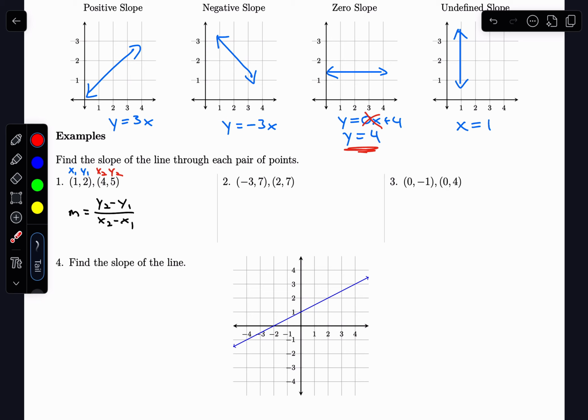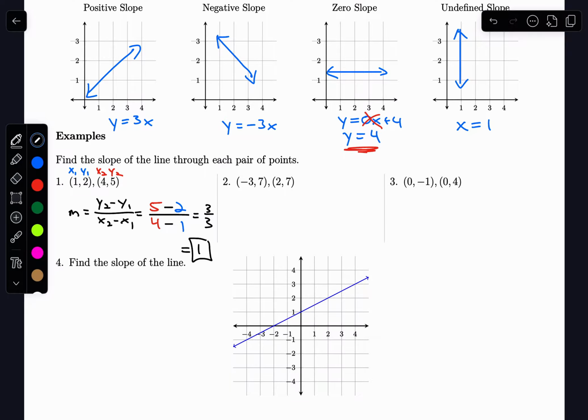All right, so now let's actually plug these in. We are going to have 5 minus 2 on top. And then on bottom, x2 minus x1 is going to be 4 minus 1. And then all we have to do is simplify this fraction. We end up with 3 on top and, sorry, 3 on bottom. So 3 over 3 is just going to simplify to be 1. So the slope of our first line is just 1. Through those 2 points, we have a rise over run of 3 over 3, which is just 1.